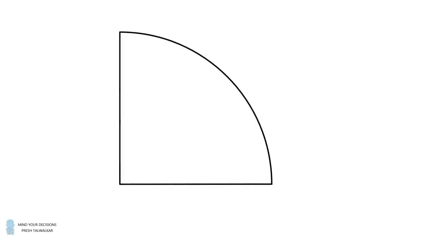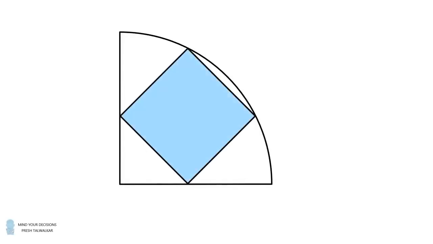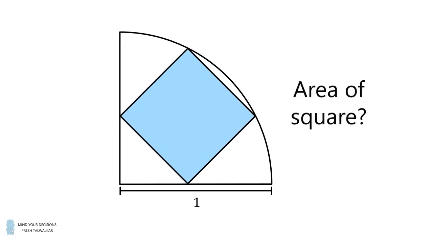A square is inscribed in a quarter circle in such a way that two of its vertices are along the arc of the quarter circle. If the quarter circle has a radius equal to 1, what is the area of the square equal to?